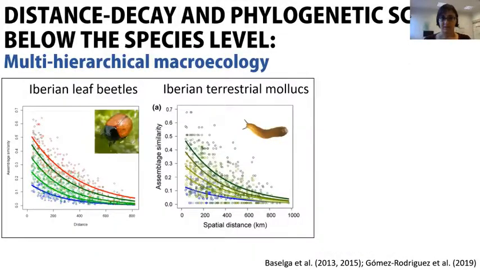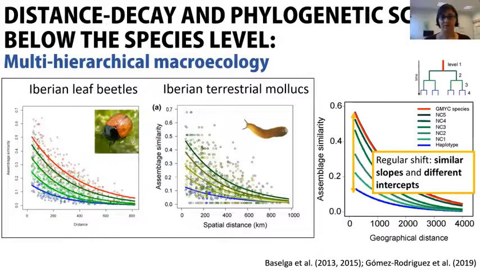So we have done this type of assessment for two different groups in the same territory, in the Iberian Peninsula, which is supposed to have had multiple refugia during the last ice age. What we observe is that the distance decay pattern is the same, but with different intercepts.